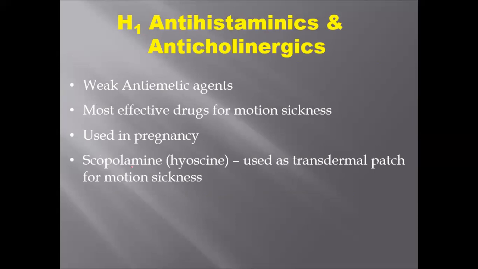Now, these drugs have a weak antiemetic action, but they are the most effective drugs for motion sickness, because when we talked about the types of receptors present, I told you that there are receptors in the vestibular nuclei. We have the histaminic receptors and the muscarinic receptors. So there, this particular drug is quite effective. It could be used in pregnancy, as highlighted in the previous slide. We were talking about promethazine, which can be used in pregnancy.